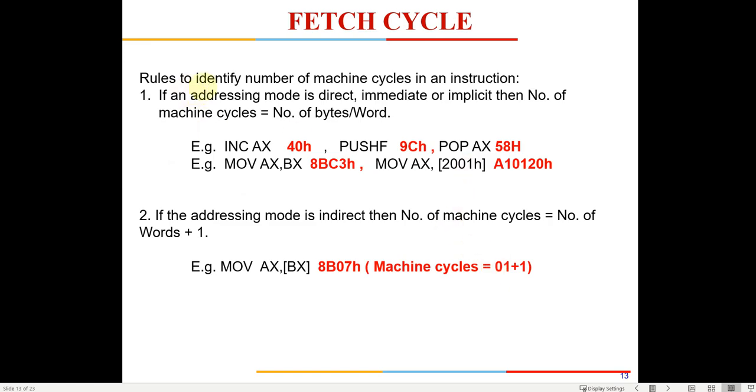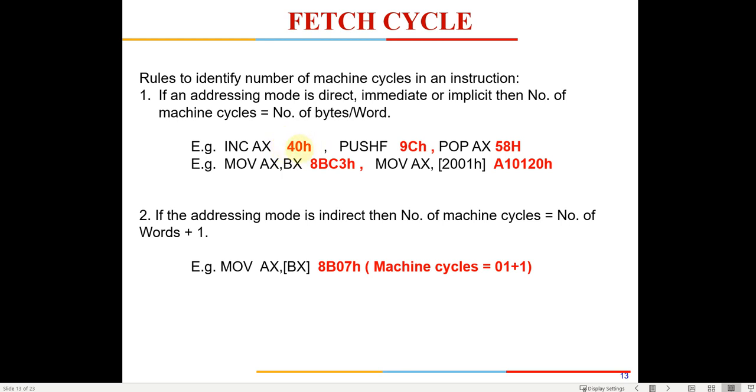Now there are certain rules to identify the number of machine cycles in an instruction. If the addressing mode is direct, immediate or implicit, then the number of machine cycles is equal to the number of words. Suppose I write the instruction INC AX. In a memory location, it will occupy only one byte of information. This is the code.